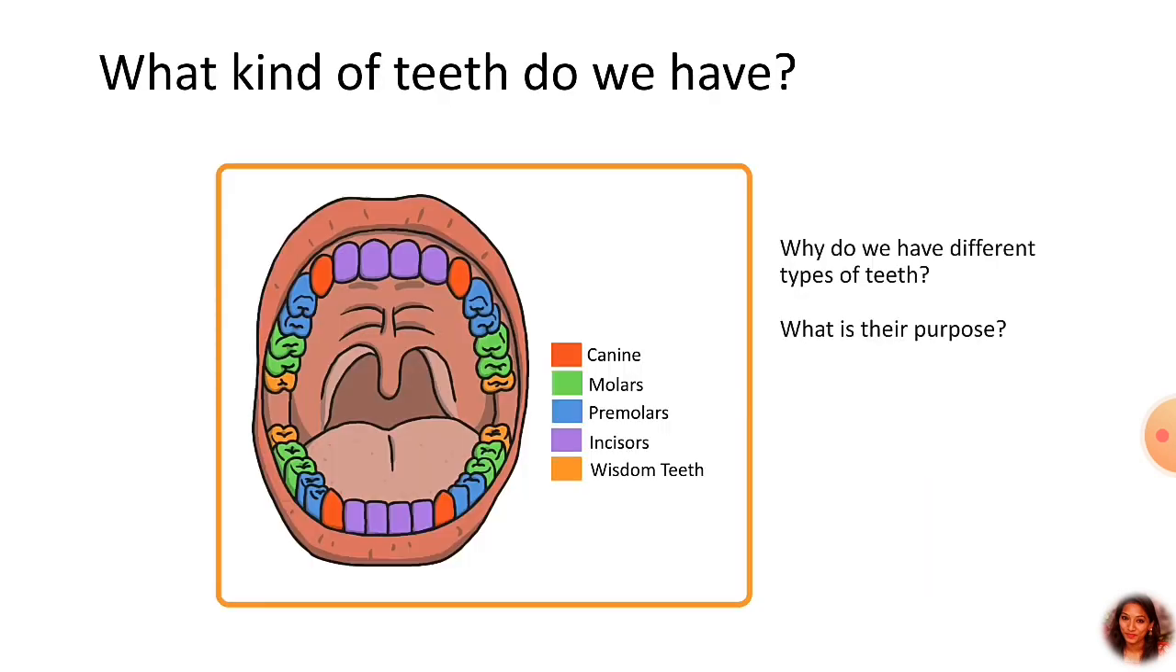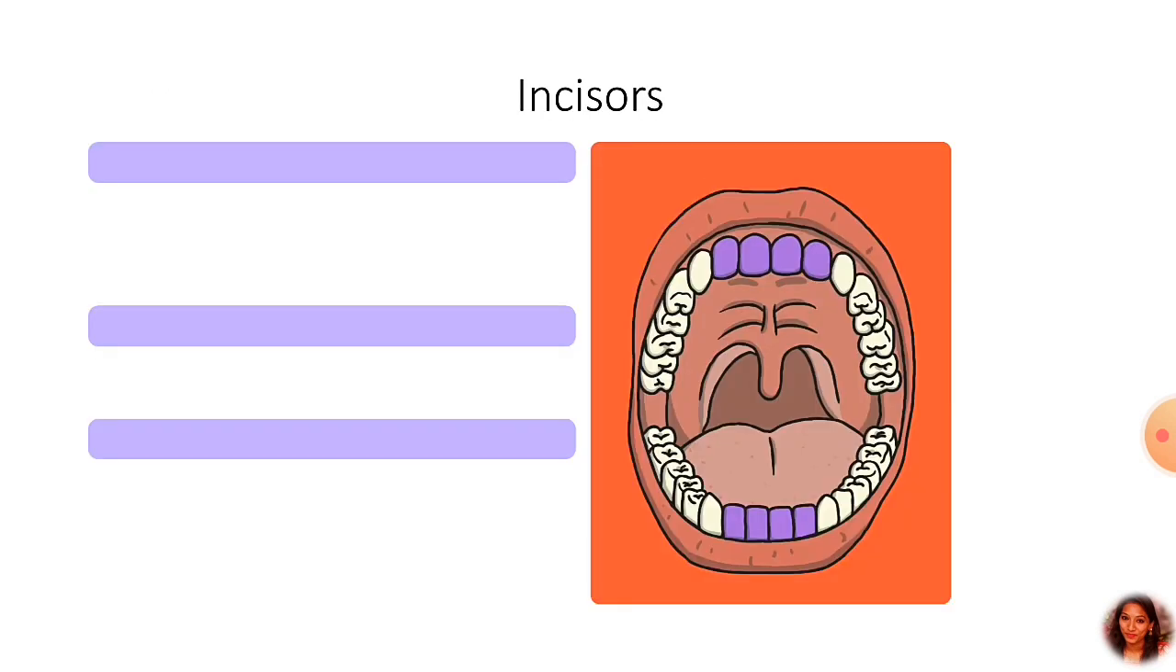Now, who comes next? It is ourselves. So what kind of teeth do we have? And why do we have different types of teeth? Because we all know that inside our mouth, we do not have the same teeth. Some are sharp, some are broad, and some are very fine. So what is their purpose? Now let us see each tooth one by one.